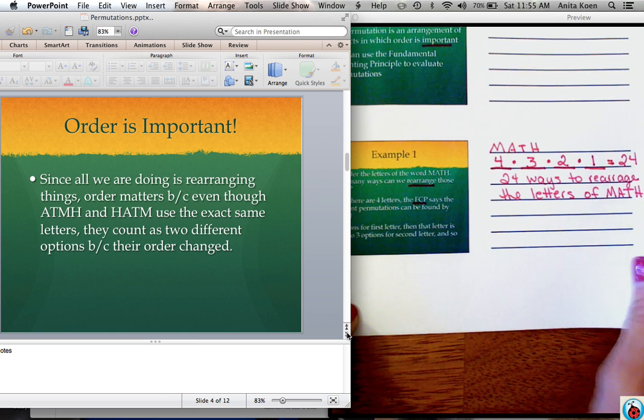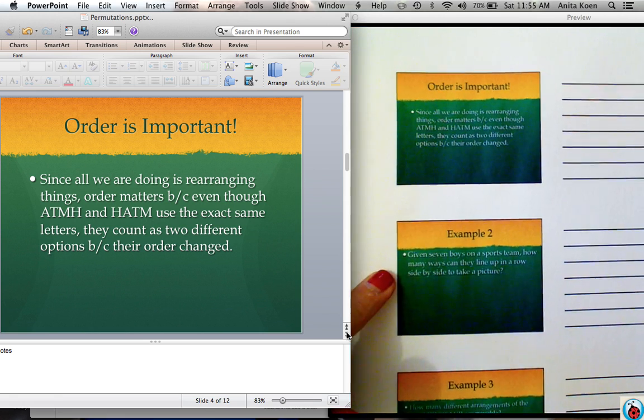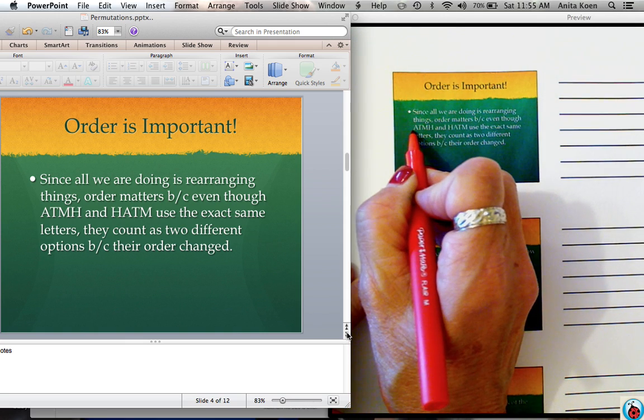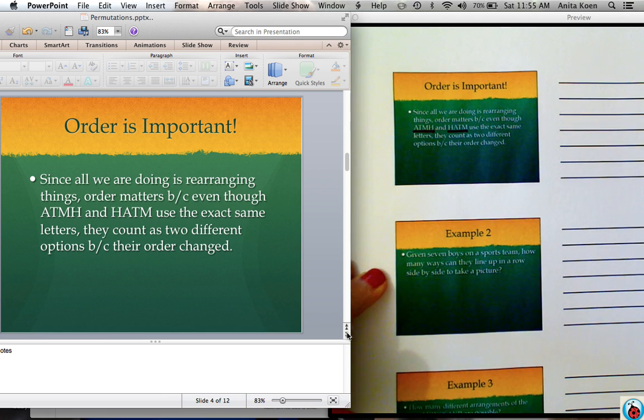Order is very important here. Since all that we're doing is rearranging things, order matters. Order matters because ATMH is the same as HATM, the same letters, but they're in a different order. So the order is what matters. The order has changed. That's what we're doing. We're looking for different ways to put these letters in a different order. So since all we're doing is rearranging, the order matters.